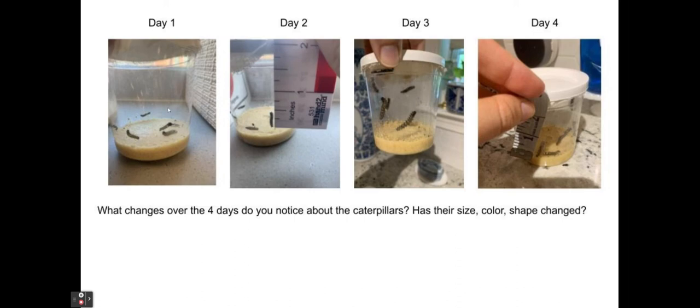The last thing that we have today is I have kept our butterfly journal going, and we already wrote about day one. And then day two, day three, and day four happened over the weekend. So I have been measuring them. Can you already spot the difference? And look at their growth. So your exit ticket today is, what changes over the 4 days do you notice about the caterpillars? Has their size, color, shape changed?